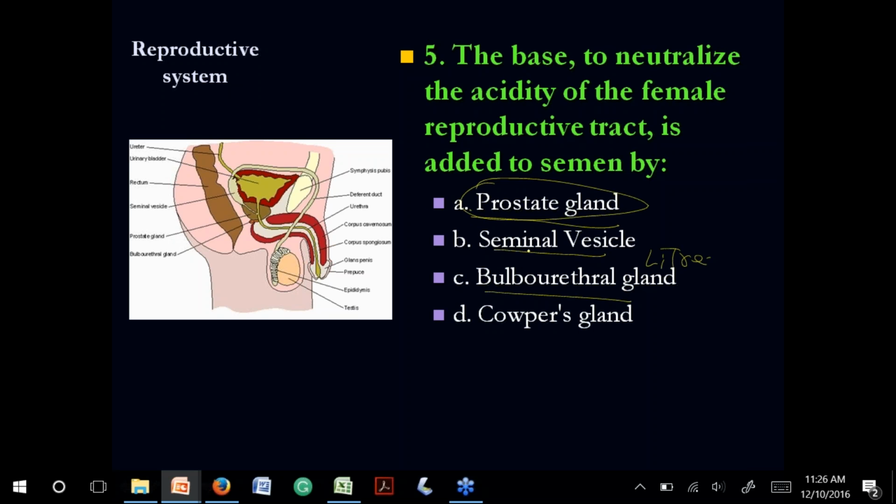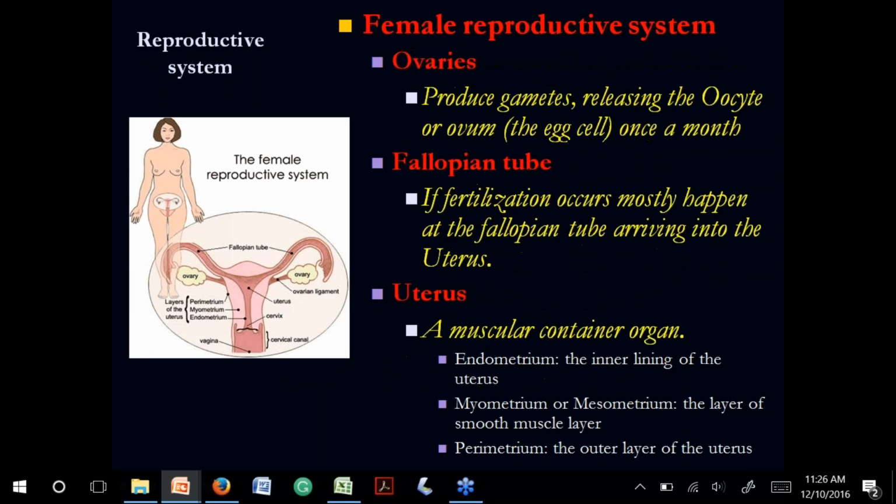So it neutralizes acidity. But remember again what I said: sperm plus seminal vesicle fluid plus prostatic fluid plus the Cowper's gland fluid, those are called the semen. Okay, sperm is not semen. Sperm is just the spermatozoid. All right, so let's go to the fallopian tubes.